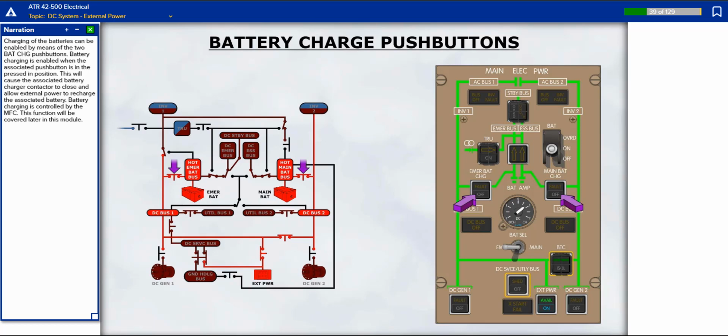Charging of the batteries can be enabled by means of the two battery charge push buttons. Battery charging is enabled when the associated push button is in the pressed-in position. This will cause the associated battery charger contactor to close and allow external power to recharge the associated battery. Battery charging is controlled by the multifunction computer. This function will be covered later in this module.